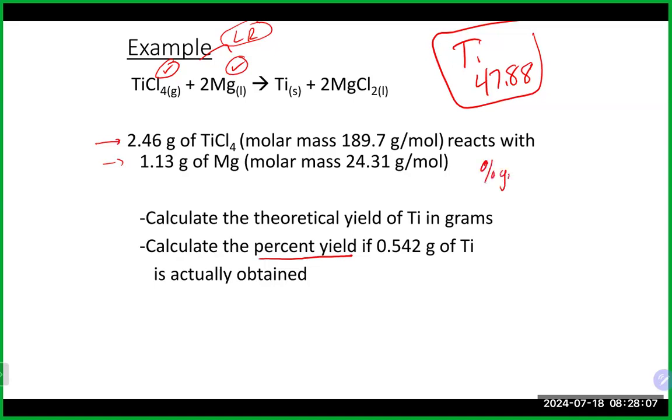And the percent yield, as we just saw, is the actual divided by the theoretical times 100%. In this case, we actually produced 0.542 grams of Ti, and that is our actual. And as I mentioned before, typically in book problems, that is given to you somewhere in there. So it is really the theoretical that we need to calculate through stoichiometry here. And because it's a limiting reagent problem, we basically need to take that step to do that.